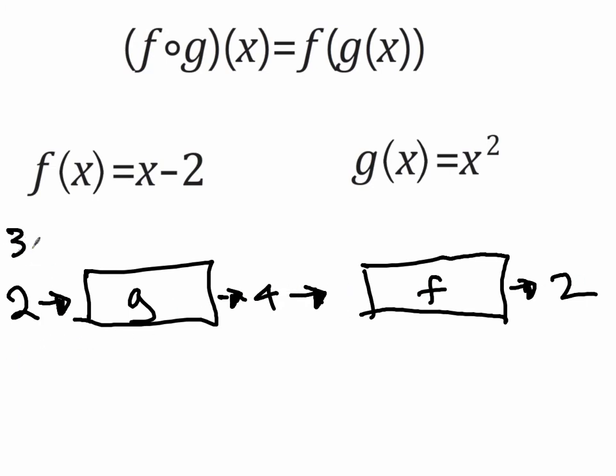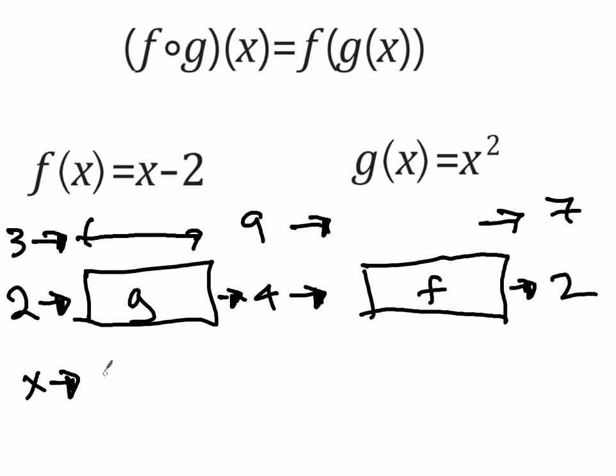Let's do another one. You plug 3 into g, and out comes 9. You plug 9 into f, and out comes 7. So when you plug in 3, you get 7. What about when you plug in x? When you plug in x to g, what comes out? X squared. Well, let's plug that in to f, and what comes out of f? X squared minus 2. You subtract 2 from whatever you put in.